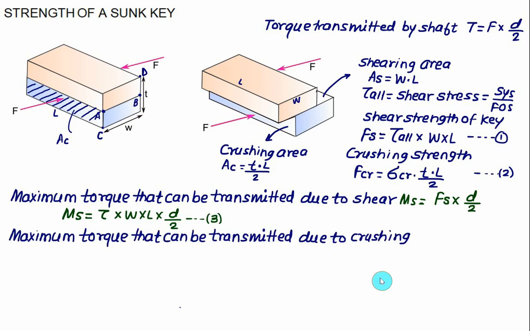Similarly, we can calculate the maximum torque that can be transmitted due to crushing, which we represent as MCR, equal to the crushing force multiplied by diameter divided by 2. The crushing force is sigma CR multiplied by T multiplied by L divided by 2. So we have MCR equal to sigma CR, the allowable crushing stress, multiplied by T multiplied by L divided by 2, further multiplied by D by 2. Let's say this is equation number 4.